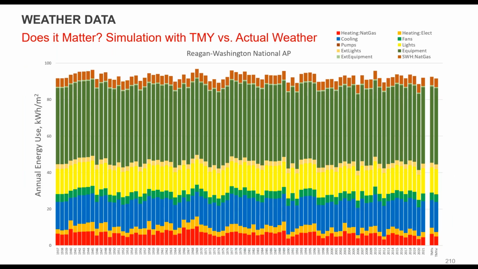So does it matter? Well, this is Washington National Airport. I live in Washington, D.C. This is about 6 miles from my house. And so this is a medium office building, about 54,000 square feet, one of the DOE prototypes or reference buildings. And I've simulated it for all the available data up through 2021. I haven't updated it yet for the last 2 years. It starts in 1937, which is pretty remarkable. This is the only data set that has data going back 80 some years complete.